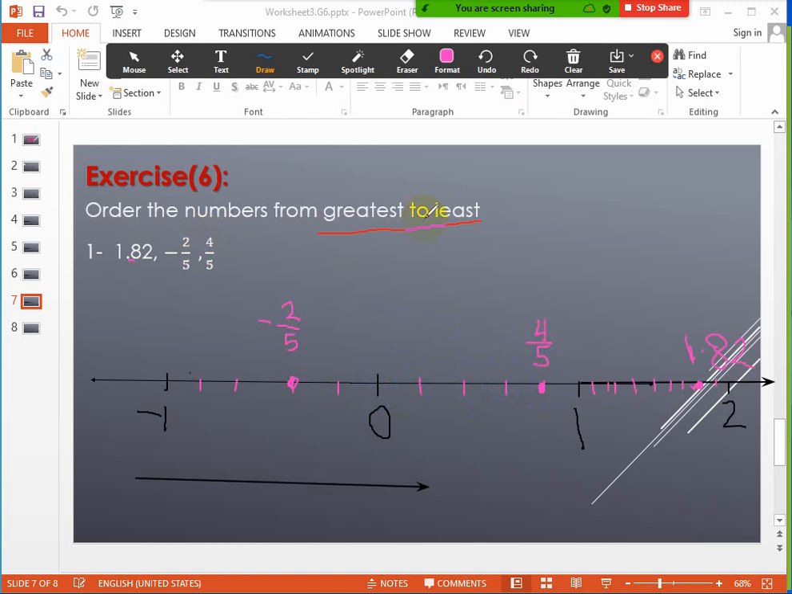Okay, now I want to order the numbers from the greatest to the least. That means I have to follow this direction. Okay, I will write the answer here. 1.82. Very good. 4 over 5. Very good. Negative 2 over 5. Okay. Thank you, Mariam.